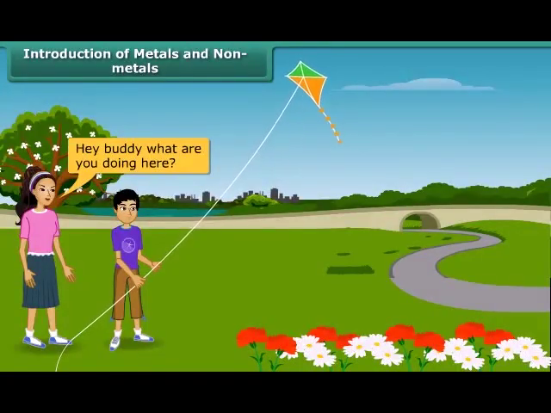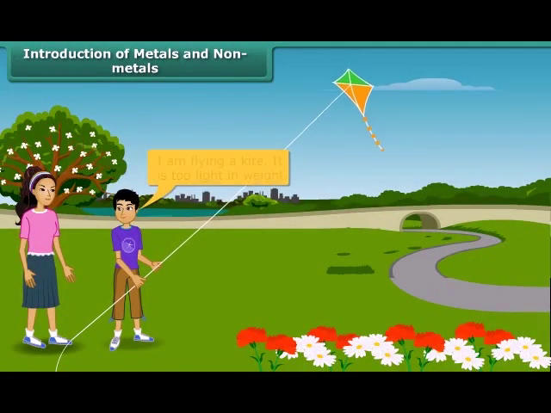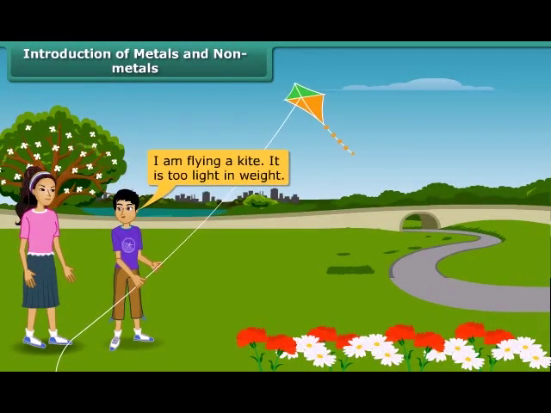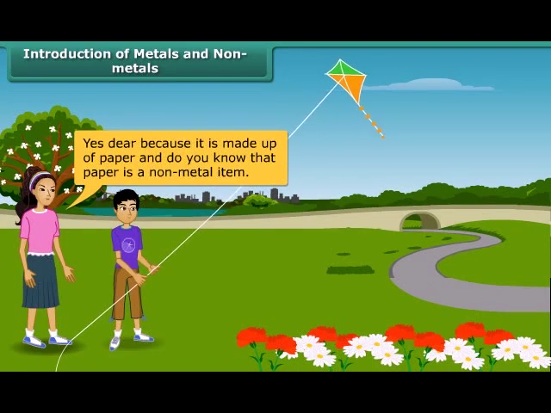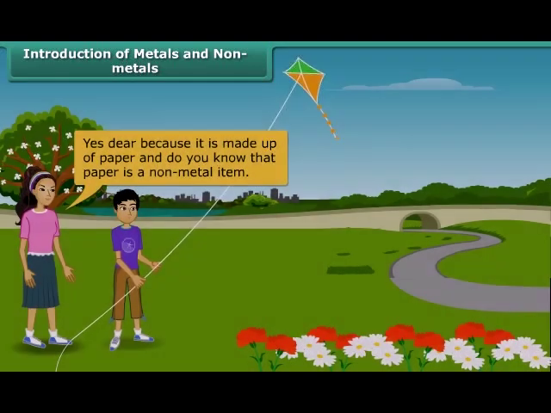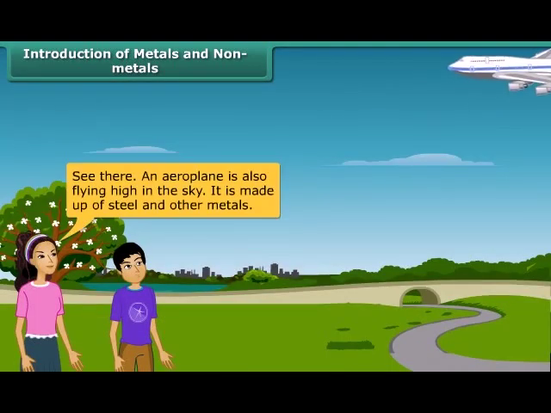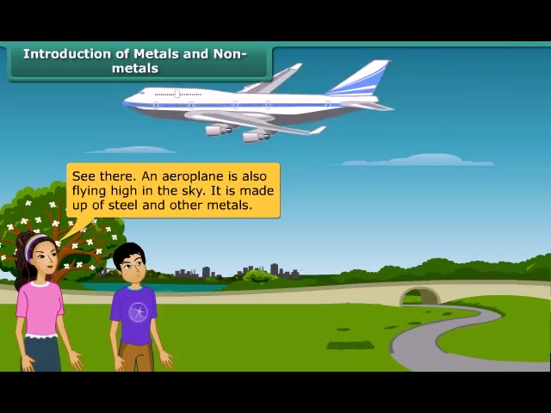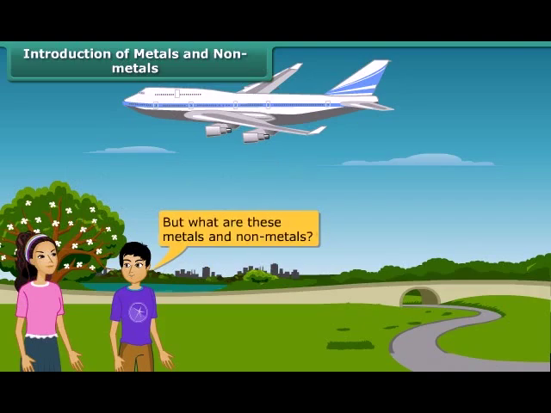Hey buddy, what are you doing here? I am flying a kite. It is too light in weight. Yes dear, because it is made up of paper. And do you know that paper is a non-metal item? See there, an aeroplane is also flying high in the sky. It is made up of steel and other metals. But what are these metals and non-metals?